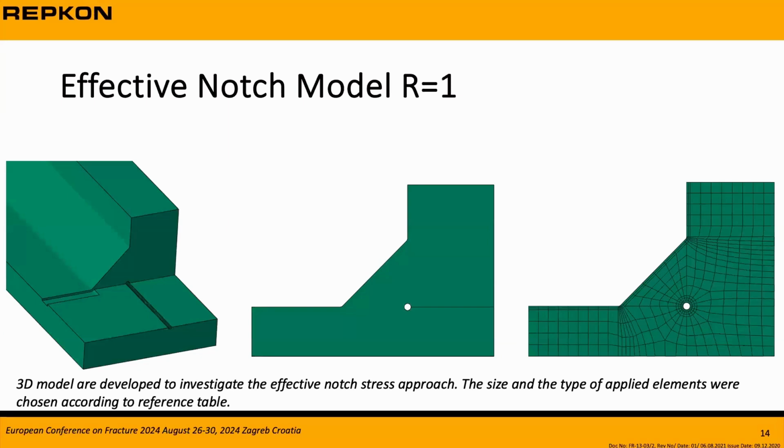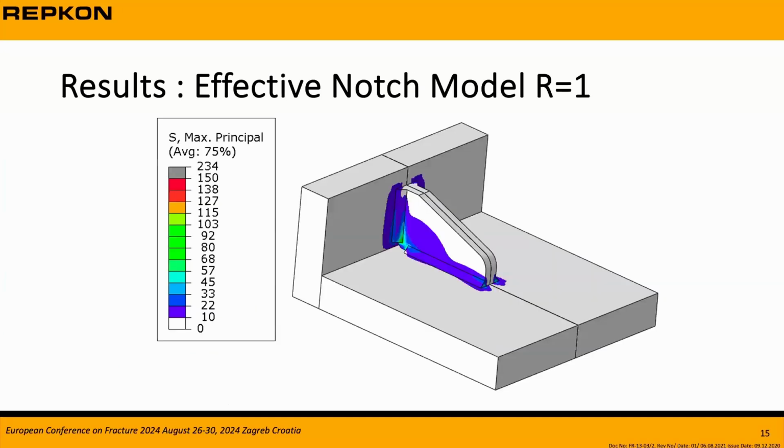Effective notch model, which is radius 1. 3D models are developed to investigate the effective notch stress approach. The size and the type of applied elements were chosen according to the reference table. You can see the model and the meshed geometry. Result of the case of effective notch model radius 1.